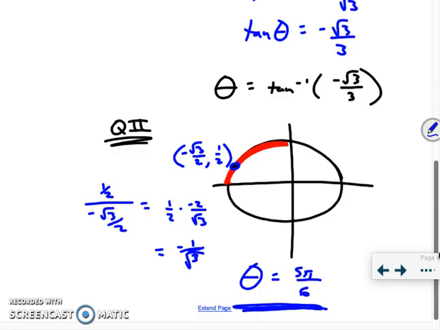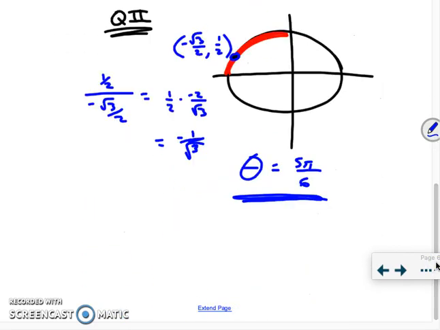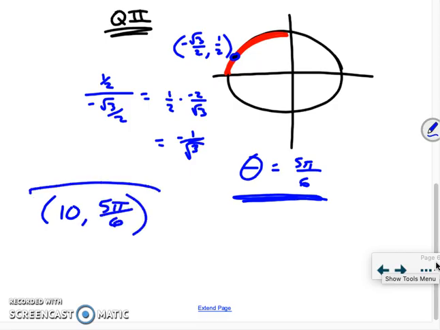Quite a while ago we said that r was equal to 10. So putting that together, (r, theta): r is 10, theta is 5 pi over 6. Okay, questions on that one?